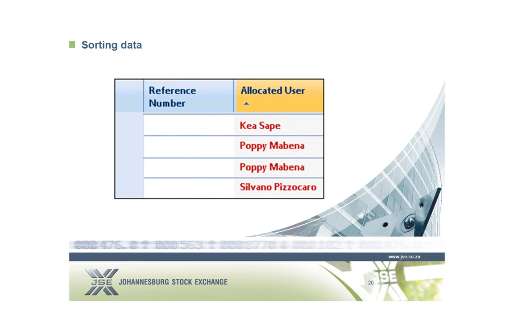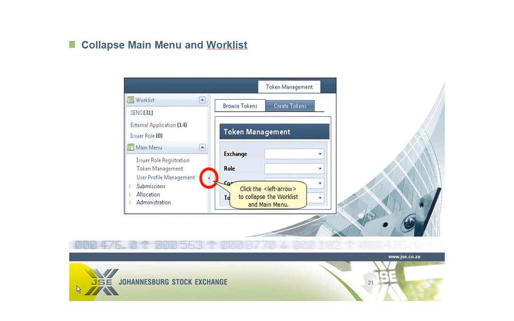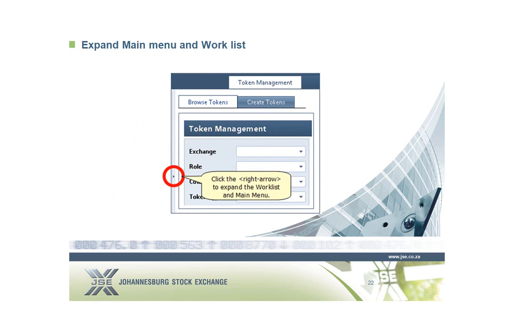Click on the column heading in order to sort data in ascending order. The column heading color will change and an arrow will be displayed indicating the order in which the data has been sorted. Click on the left arrow to collapse the main menu and work list. Click on the right arrow to expand the main menu and work list.